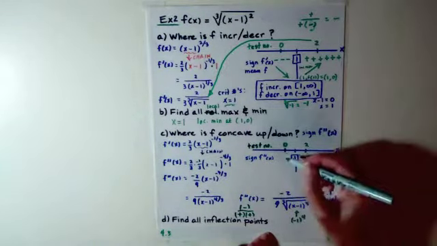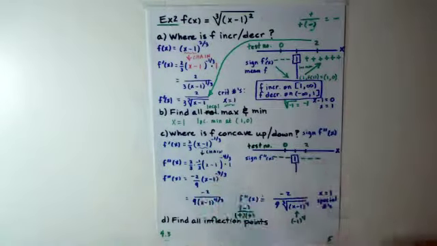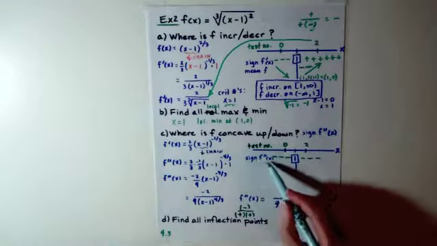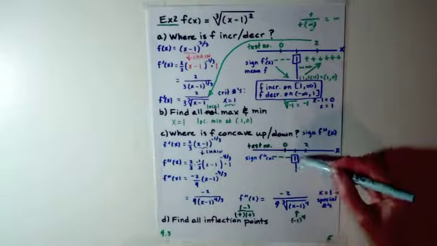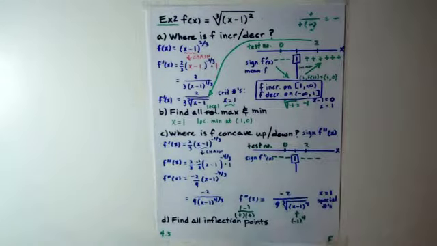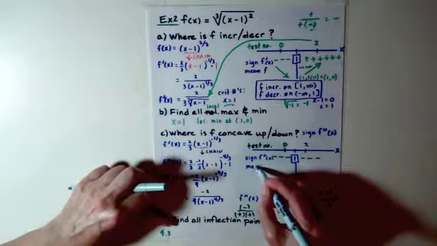So the sign of f double prime actually does not change on the other side of its special value. It stays negative. In other words, f double prime is negative for all x values except right at 1 where it's actually undefined. Well, what does that mean about the graph of my function?